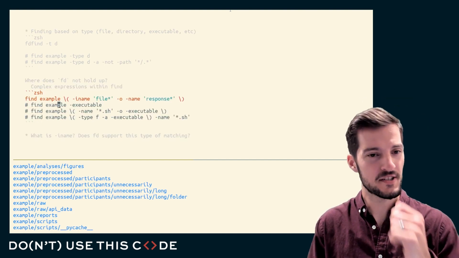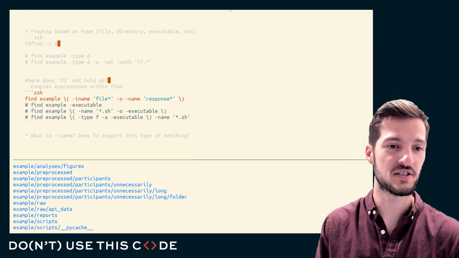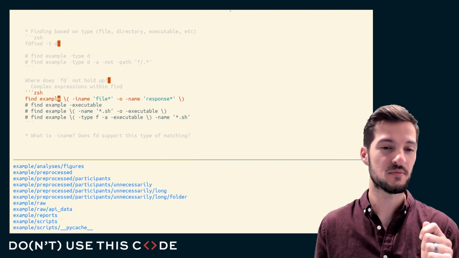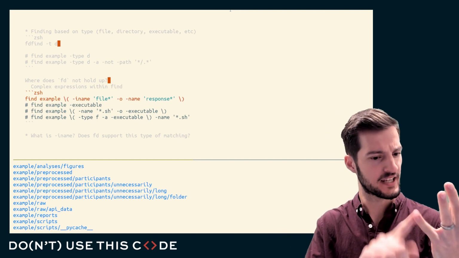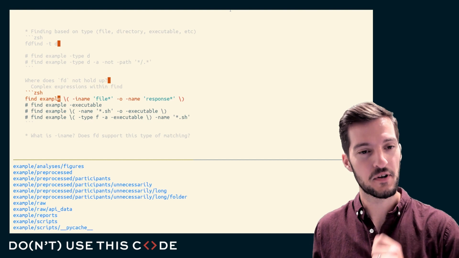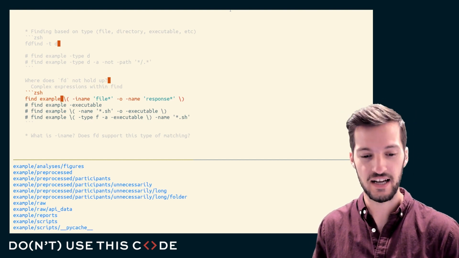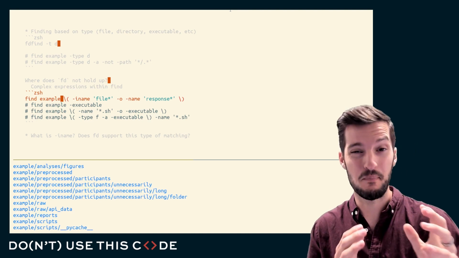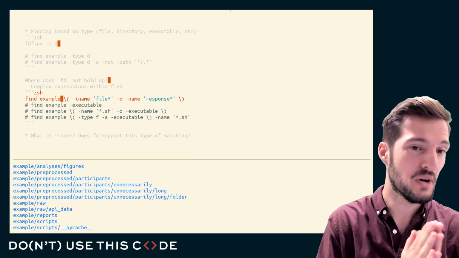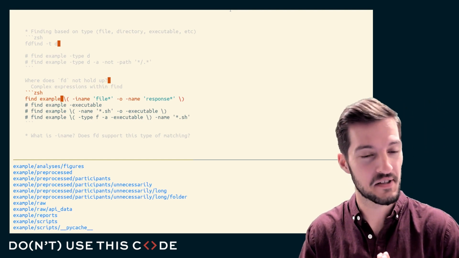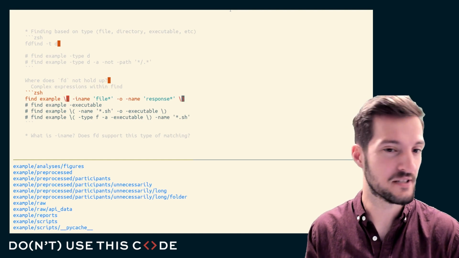So, where does fd not hold up? Complex expressions. fd can only support case matching, not case matching, or smart case matching. And this default is smart case matching. All smart case matching means is if the pattern you supplied is all in lowercase, it will match uppercase as well. It sounds insensitive, but if you were to throw in an uppercase letter into that pattern, all of a sudden it will be case sensitive by default.